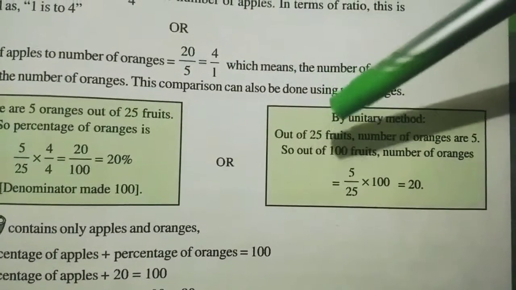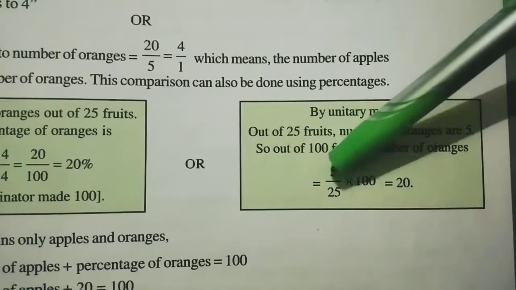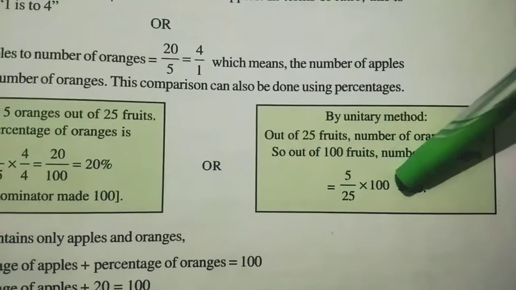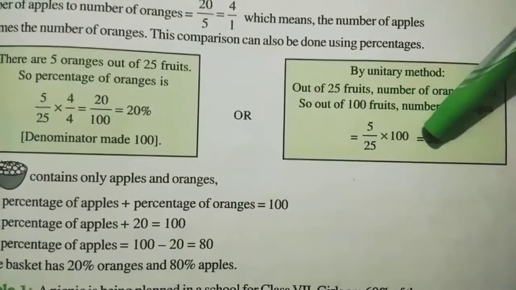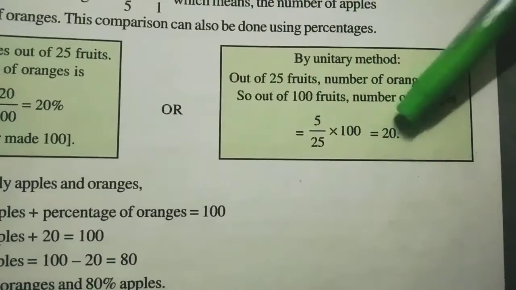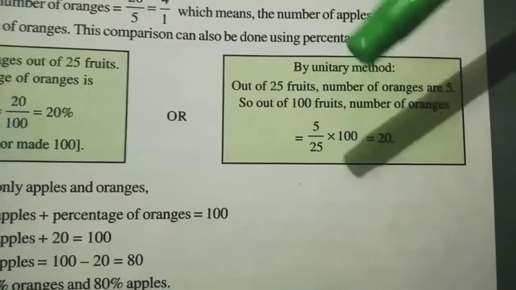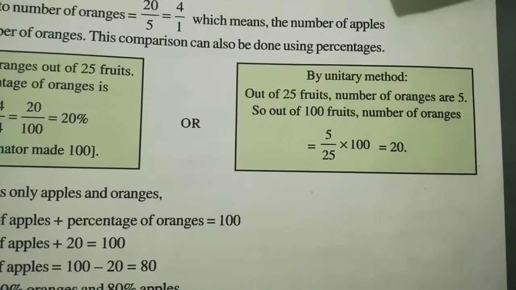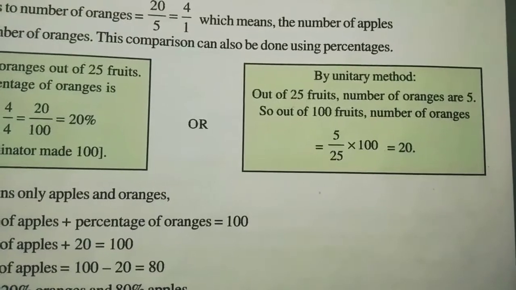If it is asked to find the percentage of apples, what will you do? Here in place of 5 it will be 20, because the number of apples is 20. So 20 by 25 into 100. Another shortcut is there to take out the percentage of the other quantity: you simply subtract. Here you have got 20% oranges. So to take out the percentage of apples, you simply subtract from 100. 100 minus 20 is 80%, because 100 is the maximum percent. That is why you always subtract from 100.